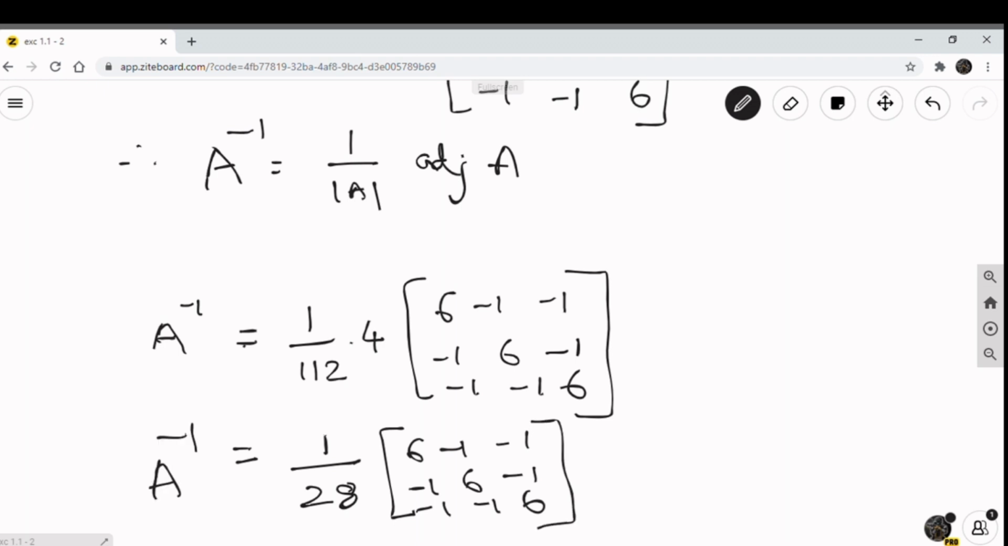So we now saw a 2 into 2 matrix and then a 3 into 3 matrix. In this second sum, you have another 3 into 3 matrix. You can try this in the same manner. So in the next video, let us see the third sum of the same exercise 1.1.